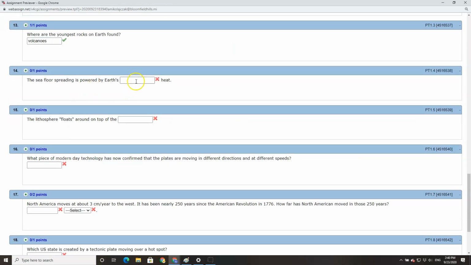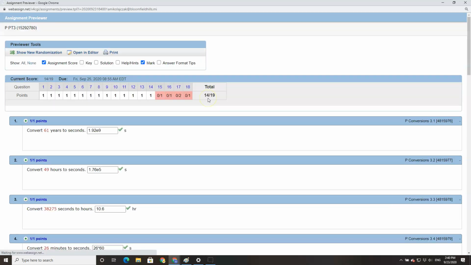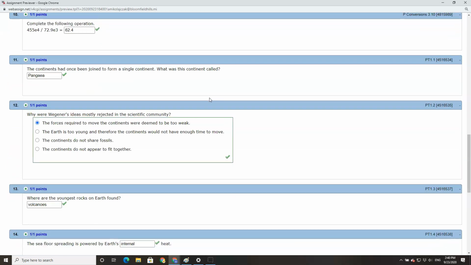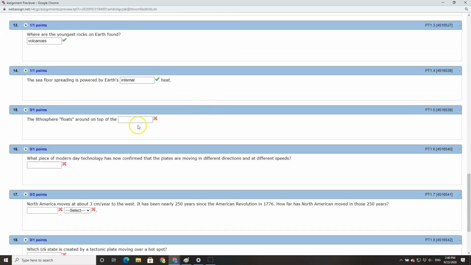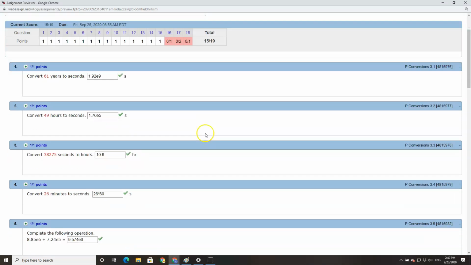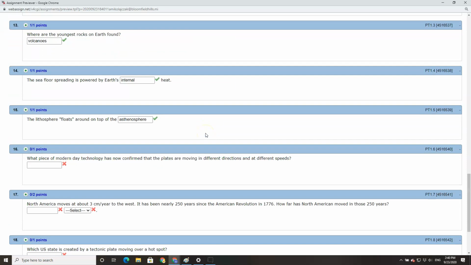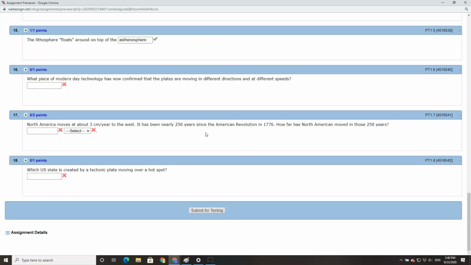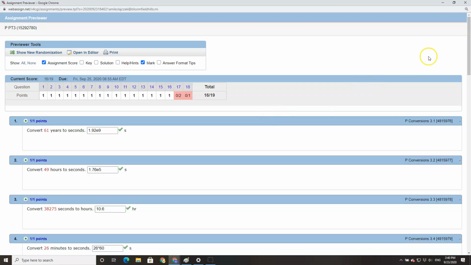The seafloor spreading is powered by Earth's internal heat. The lithosphere floats atop the asthenosphere. Modern piece of technology that has confirmed the plates are moving: GPS, or global positioning satellites.